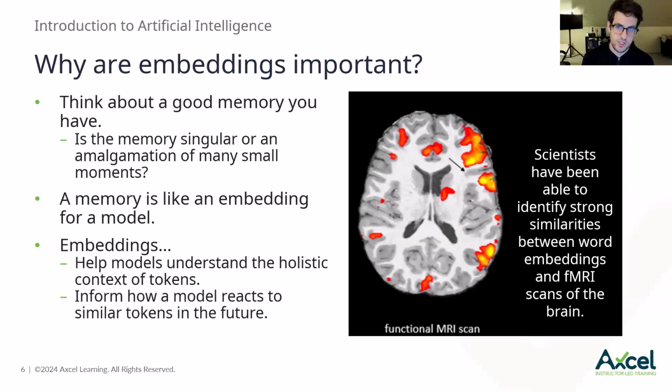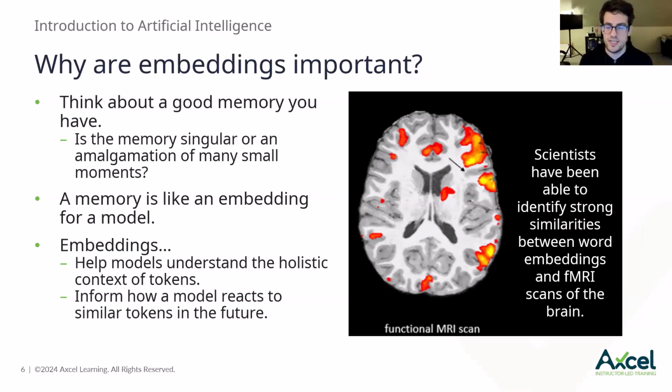Now, embeddings are very much like memories for models. They help models understand the holistic context of these words or tokens that they're looking at, and they can help inform how the model is going to respond to those tokens in the future. But there's also an element of forgetfulness. The models can't repeat everything they've seen before because they have to compress the information down into these smaller representations. And there's just too much information that they've been trained on for them to reproduce everything faithfully.